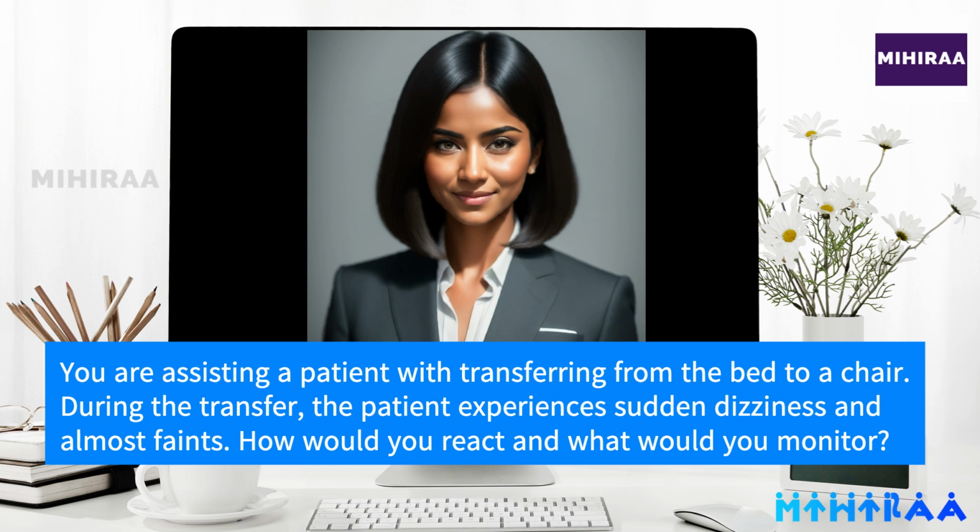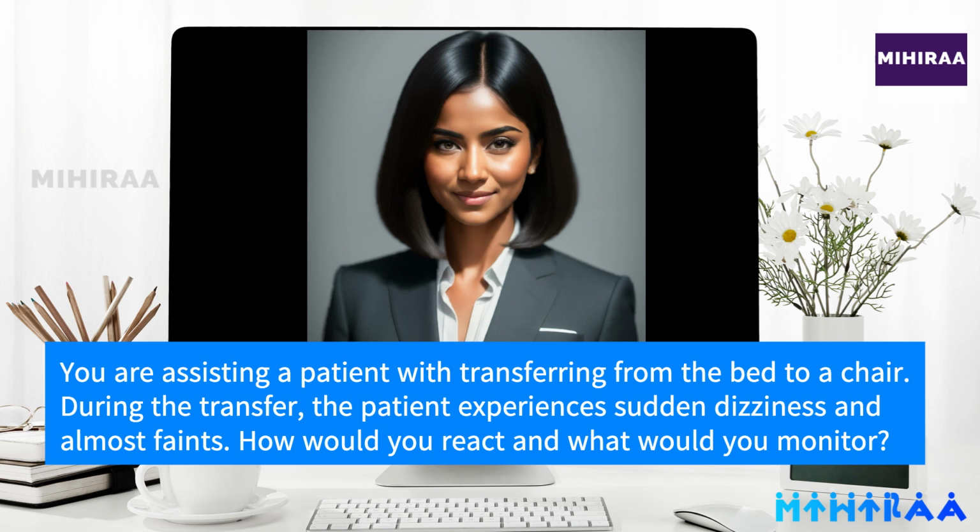Once the patient was safely seated or lying down, I elevated their legs to improve blood flow to the brain, which often helps alleviate dizziness and prevents fainting. I then closely monitored the patient's vital signs, checking their pulse, blood pressure, and respiratory rate to identify any abnormal readings that could explain the sudden dizziness.